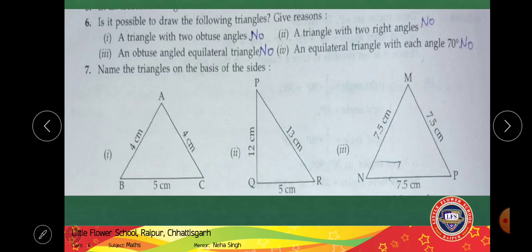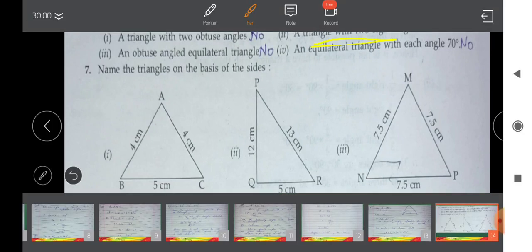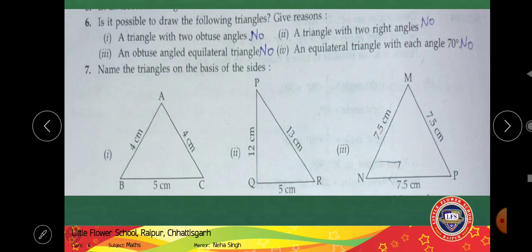So it is not possible, because if the two angles are greater than 90 degrees, the third angle will not be possible. Here, two right angles. Now two right angles means 90 degree and 90 degree, two 90 degree angles.